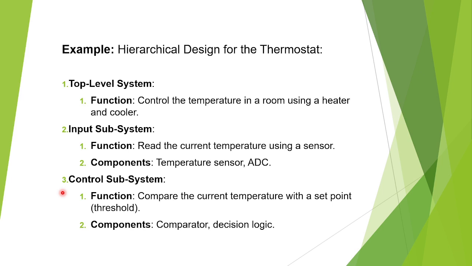And the third step is the control subsystem. Inside this control subsystem, we see the functions. What is the function of this control subsystem? It compares the current temperature with a set point threshold. The subsystem is actually comparing the temperature. And then we see its components. The components used in this control system are a comparator and decision logic.